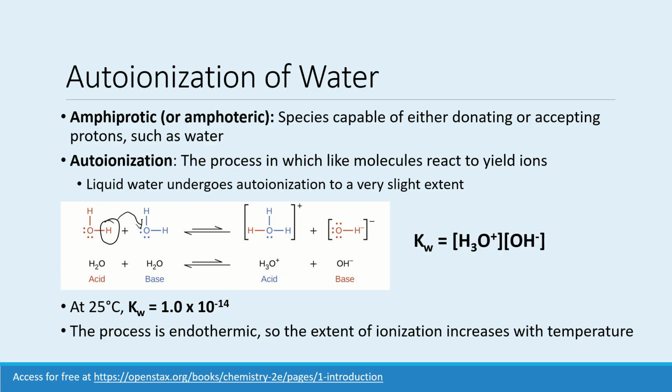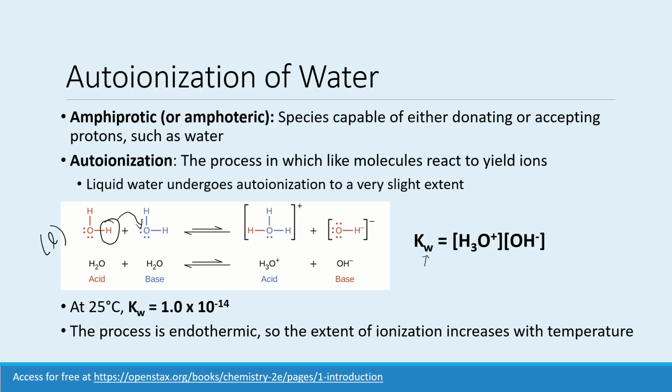Remember that we are excluding the two water molecules because both of those water molecules are considered to be a liquid, right? And we don't include liquids in our equilibrium constant values. And so the equilibrium constant for the ionization of water, and we're going to abbreviate that as Kw, where the W just stands for water, is going to be equal to the two products, the concentration of our hydronium ion and the concentration of our hydroxide ion.